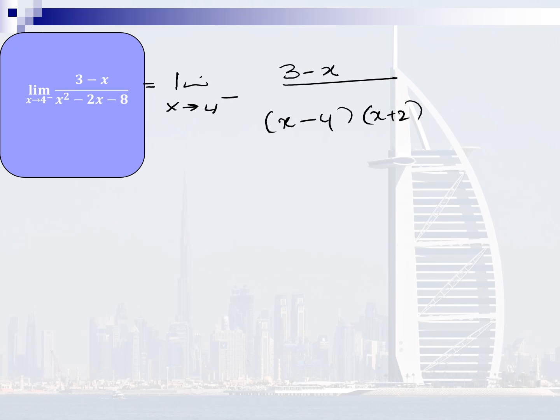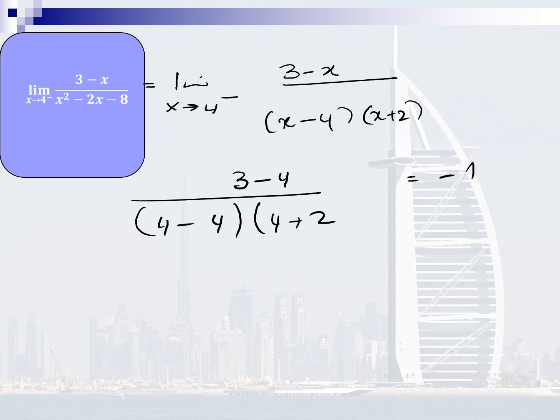So what is the next thing? If nothing is cancelling out, it means I have to apply the limit. So 3 minus 4, I get negative 1, over 4 minus 4 and then 4 plus 2. So 4 minus 4 is 0, and 0 times 6 gives me 0. So in the denominator, I get 0.